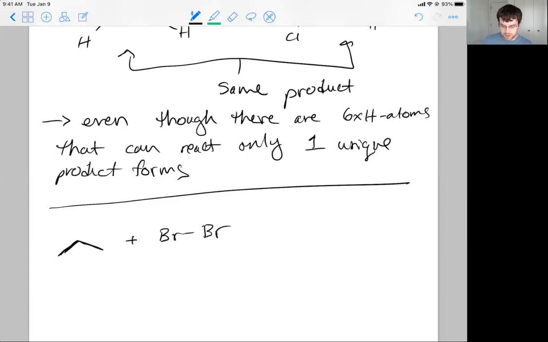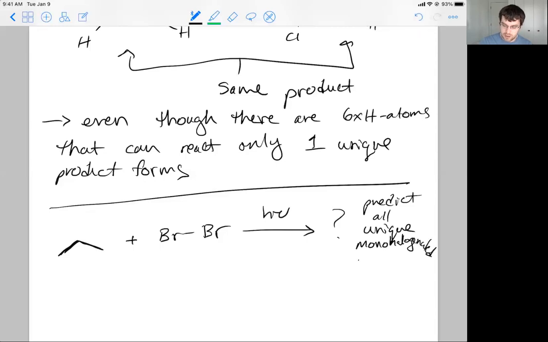I'll write Br2 as the diatomic molecule, and I'll use light in this case instead of heat. It's going to do the same thing. We're going to replace hydrogen atoms with bromine atoms. Now, the question is, predict what goes on the right side of the arrow, or predict all unique monohalogenated products.